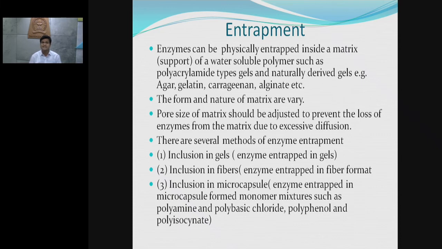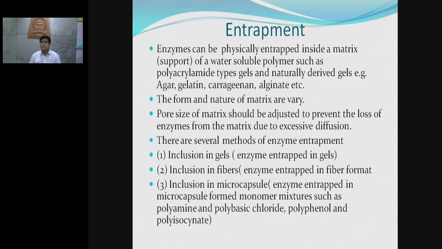So these matrices are synthetic polymers such as polyacrylamide type of gels. These are naturally derived gels, for example agar, gelatin, carrageenan, alginate, etc. So the form and nature of the matrix vary. In this process, the pore size of the matrix should be adjusted to prevent the loss of the enzyme from the matrix, because there is quite a possibility of excessive diffusion.